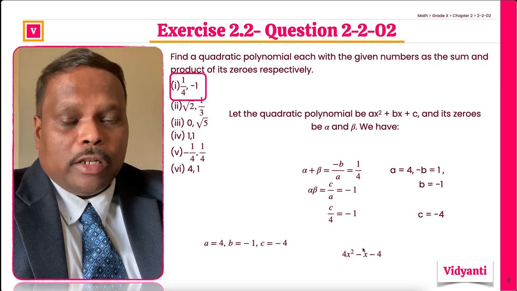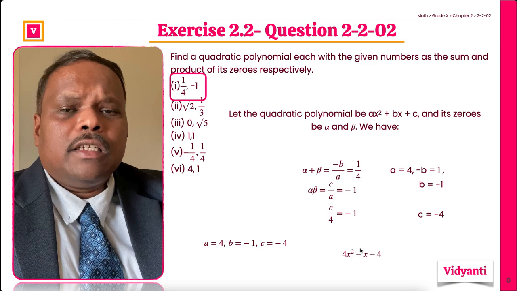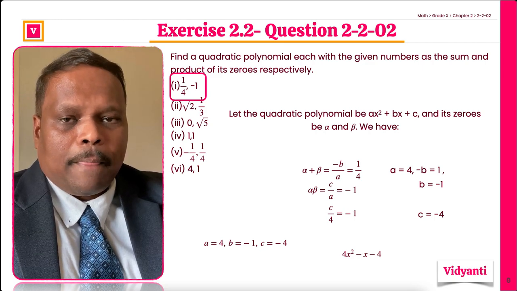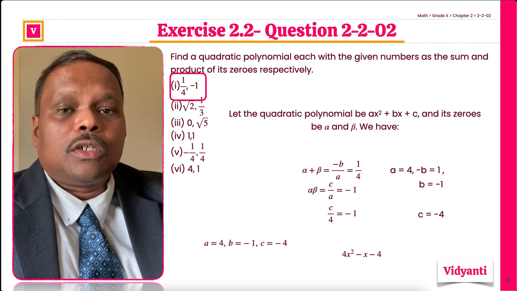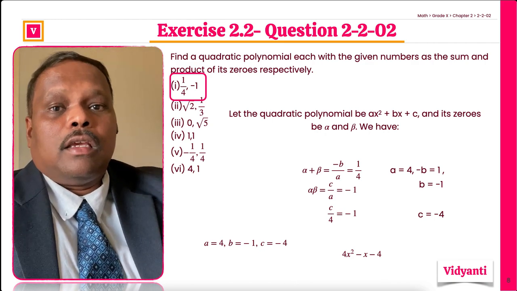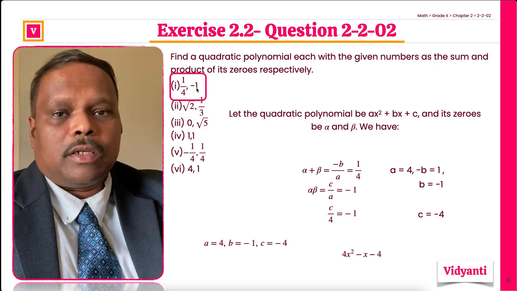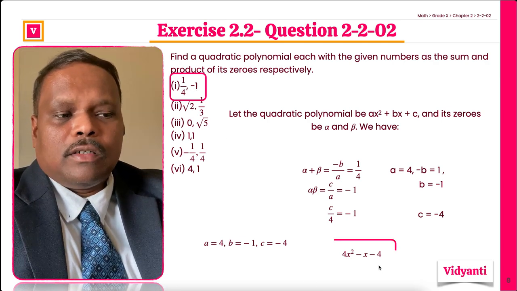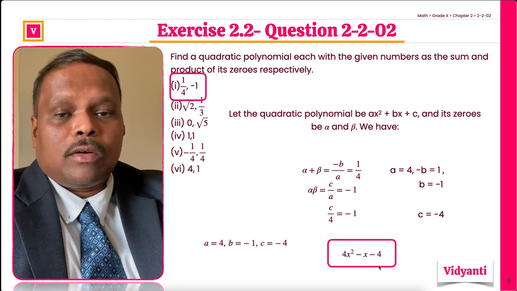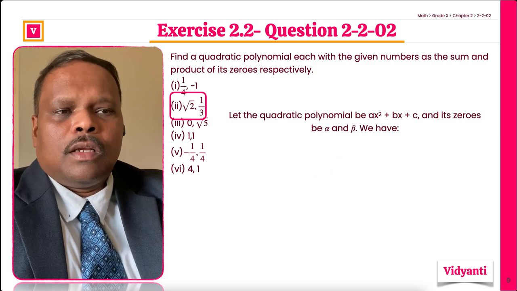If you try to solve this, you will get two solutions. They are not asking us to solve this polynomial. They are asking us to construct a polynomial in such a way that the two roots, the two solutions, the two answers, if added, should give this number. If multiplied, they should give this number. That's all. So the final answer is the polynomial itself, the quadratic itself, and that would be 4x square minus x minus 4. Let's go to the second question.